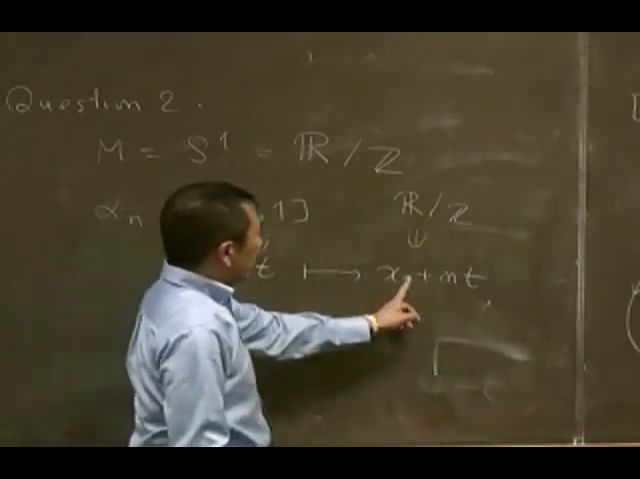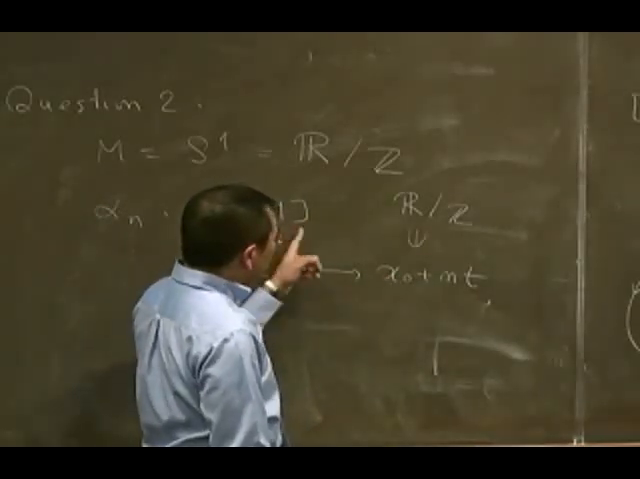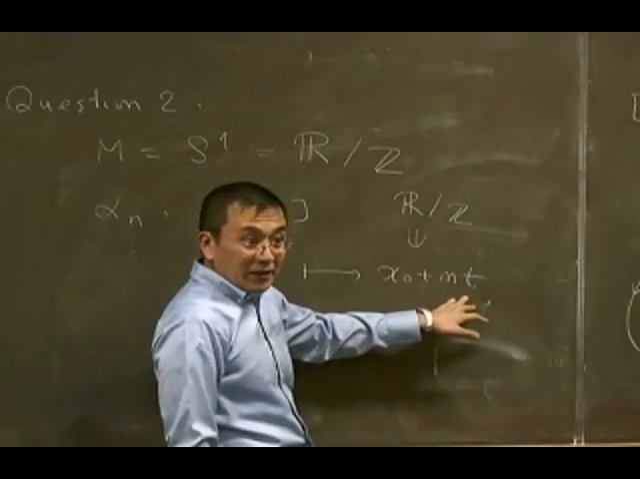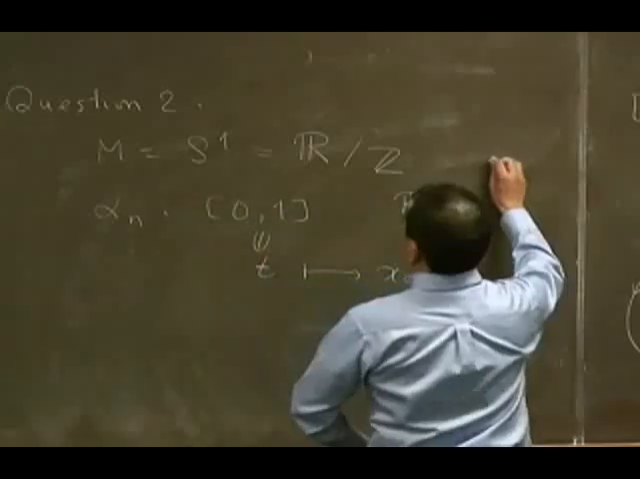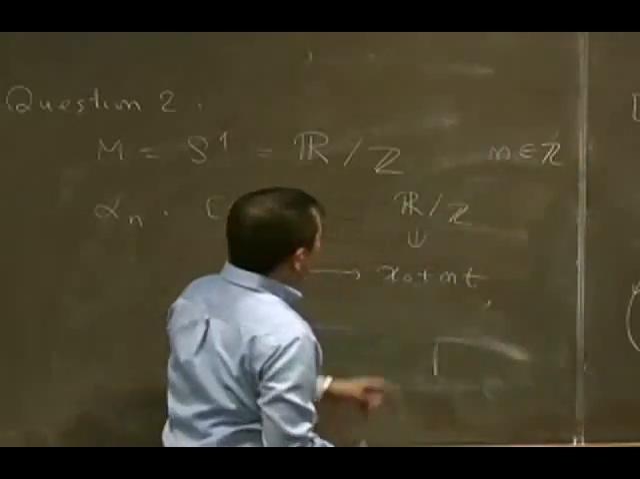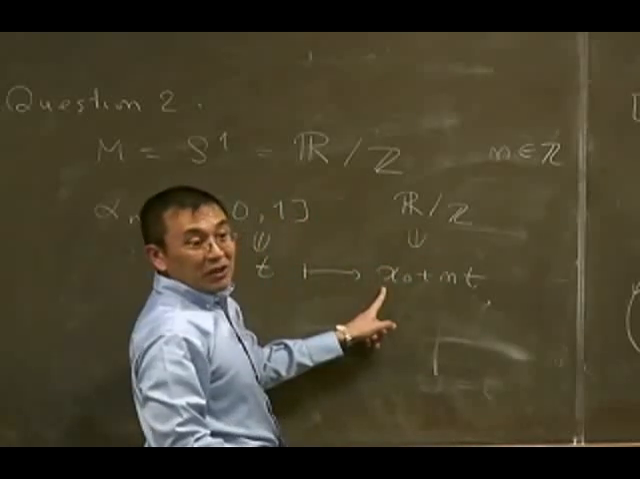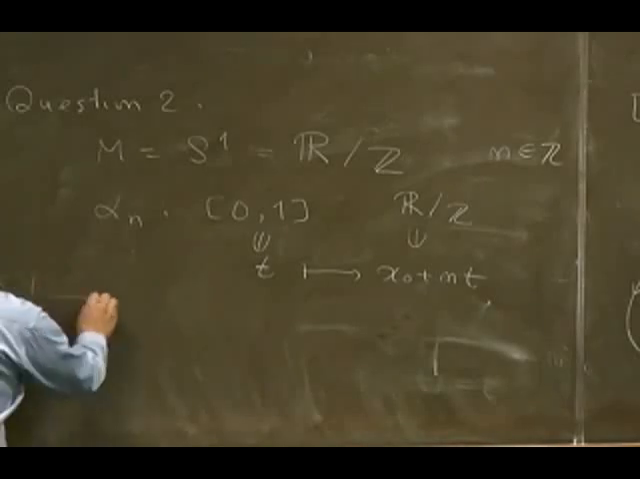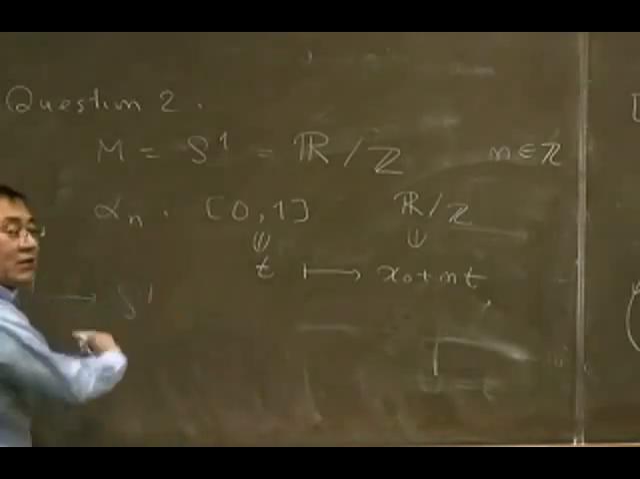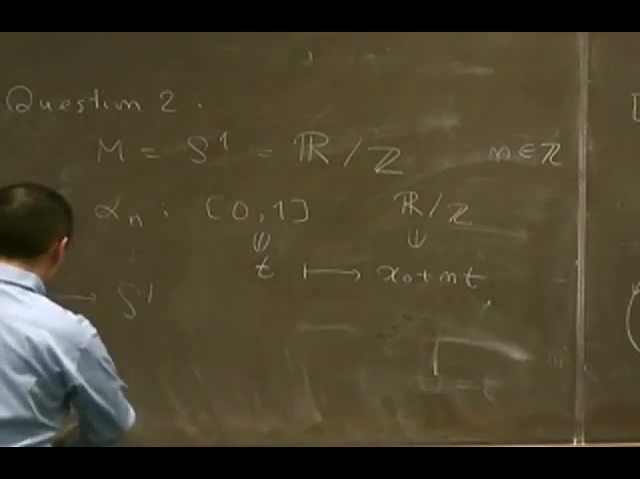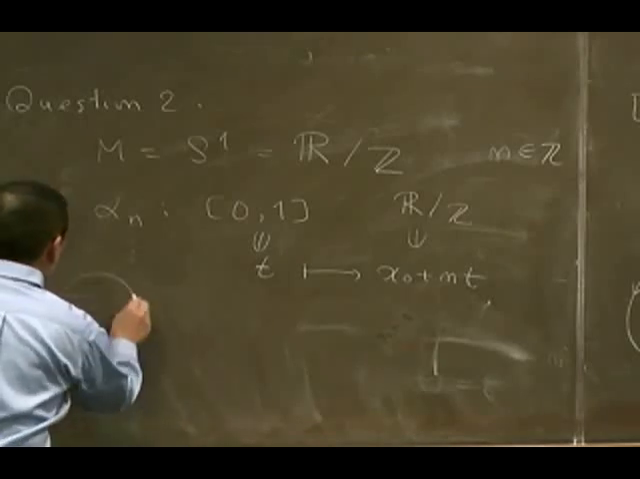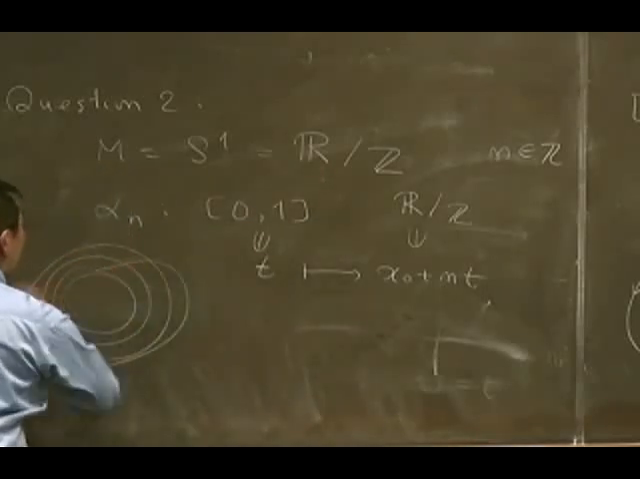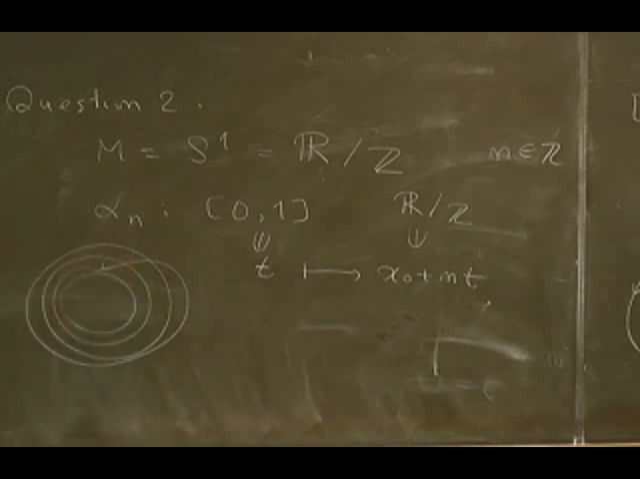As t goes from 0 to 1, at t equals 0, you start with x naught. At t equals 1, you have x naught plus n. n is an integer. You choose n to be an integer. So in that case, modulo Z, you get back to the original position. What this is doing is that you are wrapping S1 onto S1, winding it n times. So you have this target space circle, and you are wrapping this n times and coming back to the original position. So that's this map.